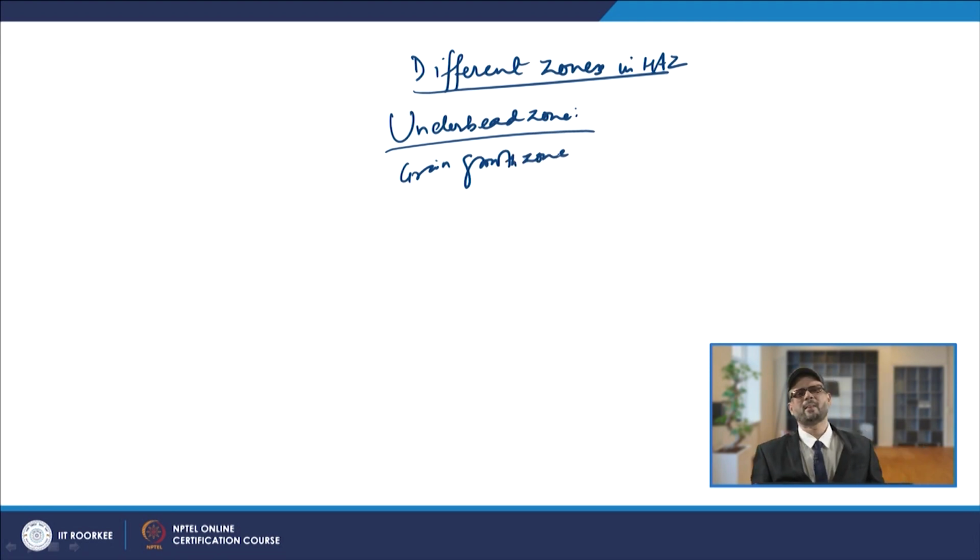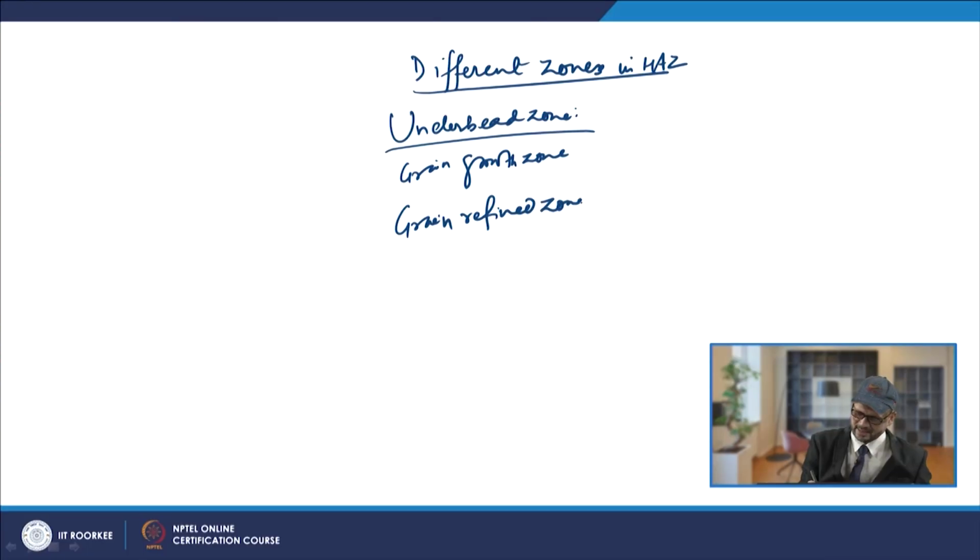If you look at the gamma region, or austenitic iron region, in the upper half portion it will extend till the peritectic temperature. That is your grain growth zone, because in that zone the grain growth is taking place. Similarly, you have the grain refined zone, which will be towards the lower half in that austenitic zone, from 950 to 1150 degree centigrade.